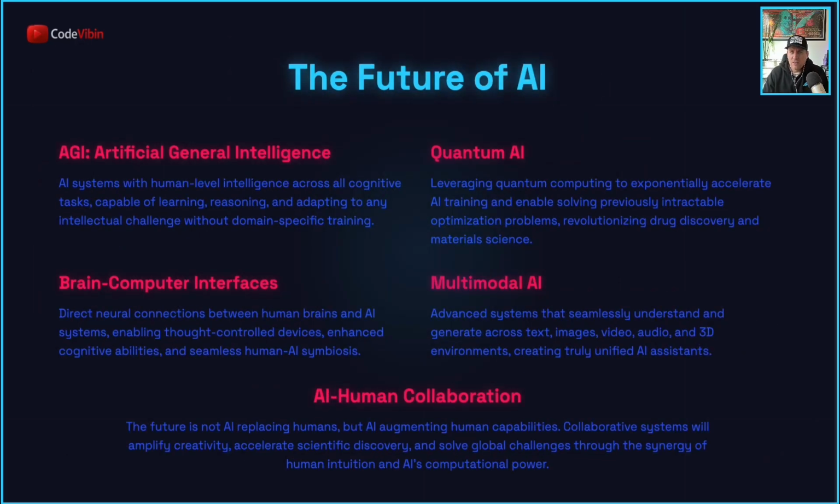So AGI, artificial general intelligence, AI systems with human level intelligence across all cognitive tasks, capable of learning, reasoning, and adapting to any intellectual challenge without domain specific training. So that's interesting, right? AGI is the future.